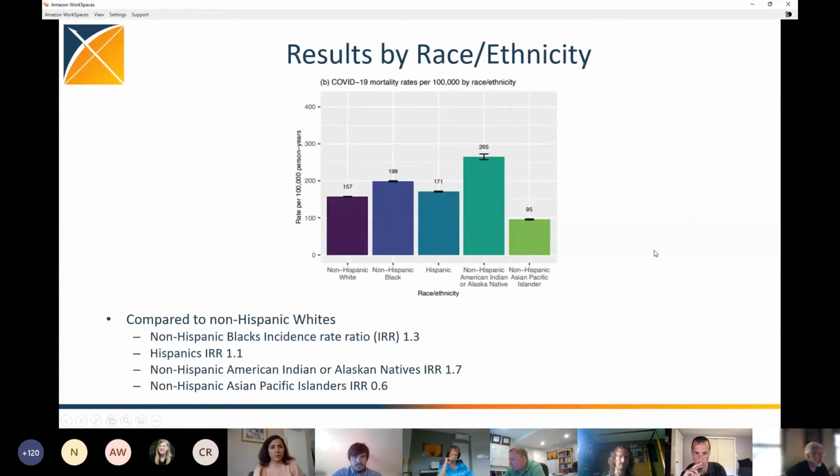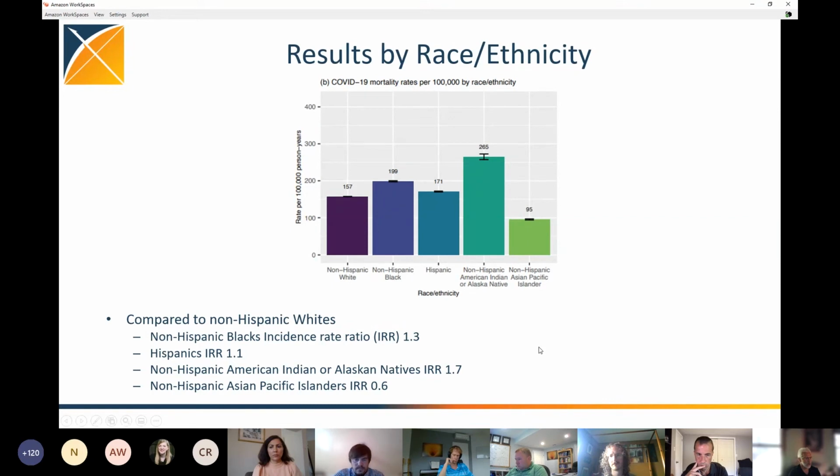The first visualization I wanted to show was, I think we may have well heard that there were health disparities in the Black community and in the Latinx community as far as COVID goes. This shows a little bit of that disparity. For non-Hispanic Blacks, there was about a 30% difference in the incident rate ratio compared to non-Hispanic whites. For Hispanics, there was about a 10% higher incident rate ratio. For Native Americans, it was particularly bad, a 70% increase. And there was actually a protective effect in Asia Pacific folks in the United States, where there was a 40% lower rate of COVID mortality.